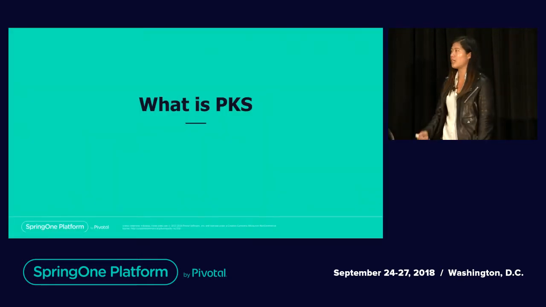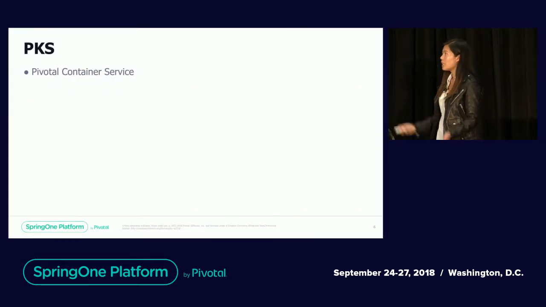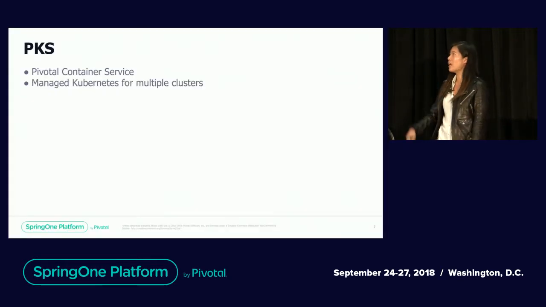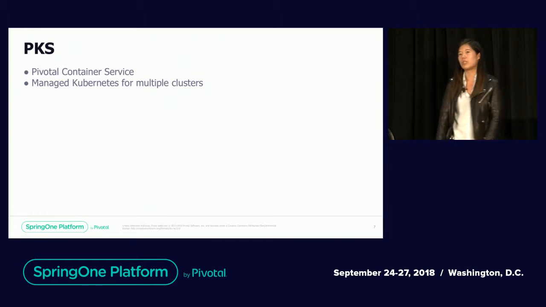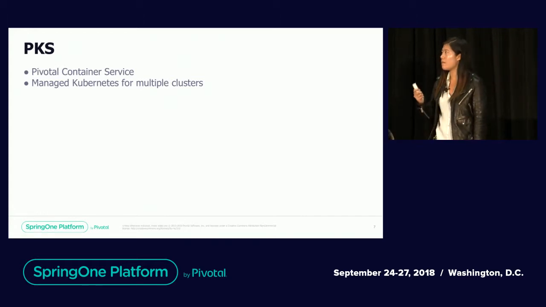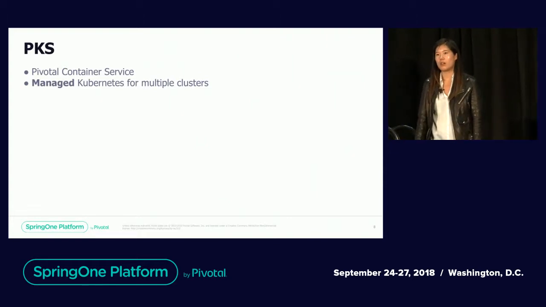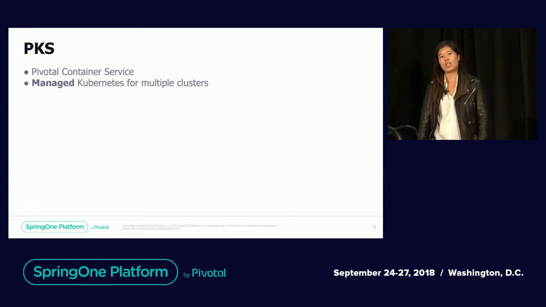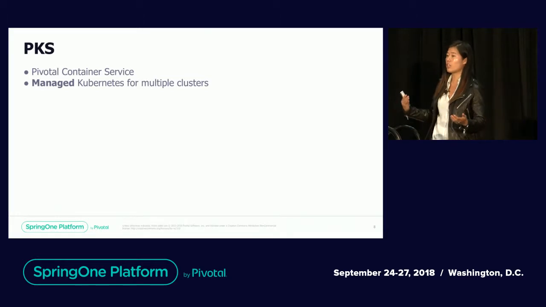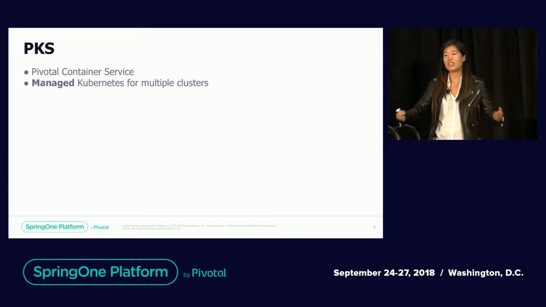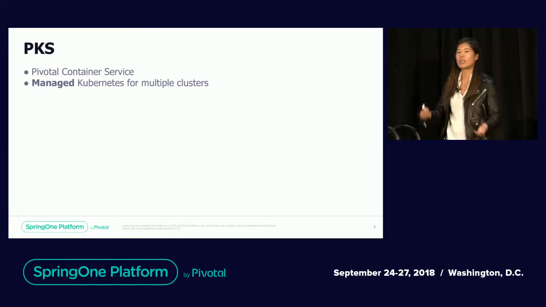So what is PKS, right? PKS stands for Pivotal Container Services, and it's a managed Kubernetes for multiple clusters. In this statement, I really want to call out two parts. First, that it's a managed Kubernetes. So it's not just that you're kicking the tires on Kubernetes. There are all these configuration options. It's a lot of different things that you can set up. You might want to set up, you might not.